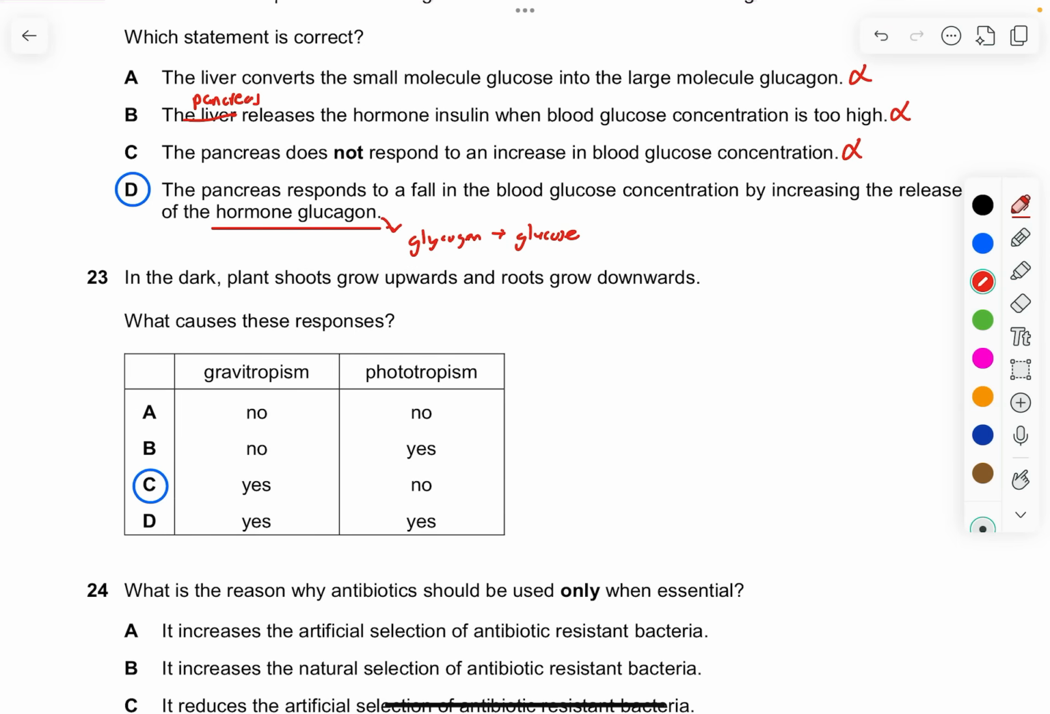Question 23. In the dark, plant shoots grow upwards and roots grow downwards. What causes this response? The key word here is dark. When in darkness, growth is still guided by gravity. Phototropism is due to light, but given that this is in the dark, there will be no phototropism. As a result, there's only gravitropism. So the answer is C.